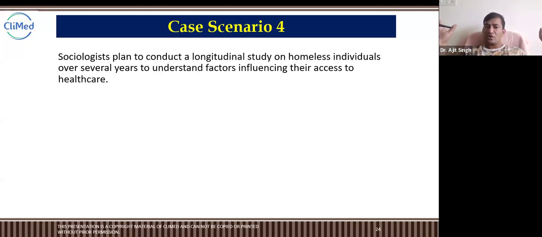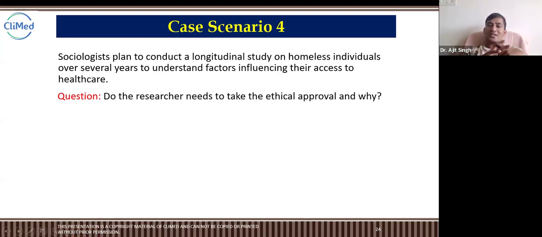Sociologists, people from sociology, plan to conduct a longitudinal study on homeless individuals over several years to understand the factors influencing their access to healthcare. So again, the question is the same, right? Do the researchers need to take the ethics committee approval? If yes or no, why? Difficulty level 4. You have to answer it, okay? Don't ask ChatGPT.